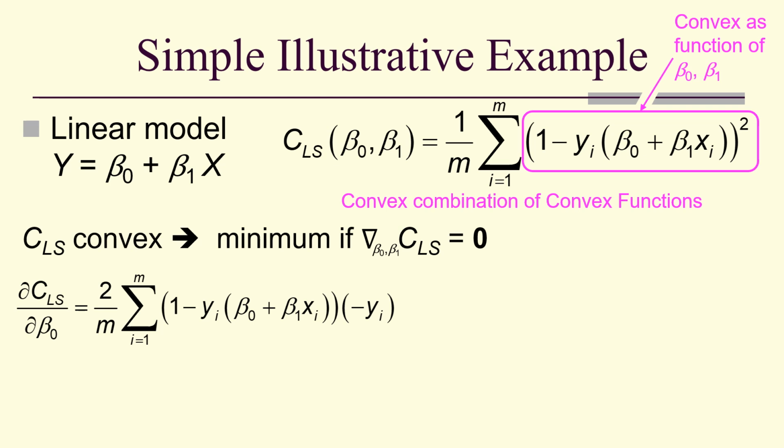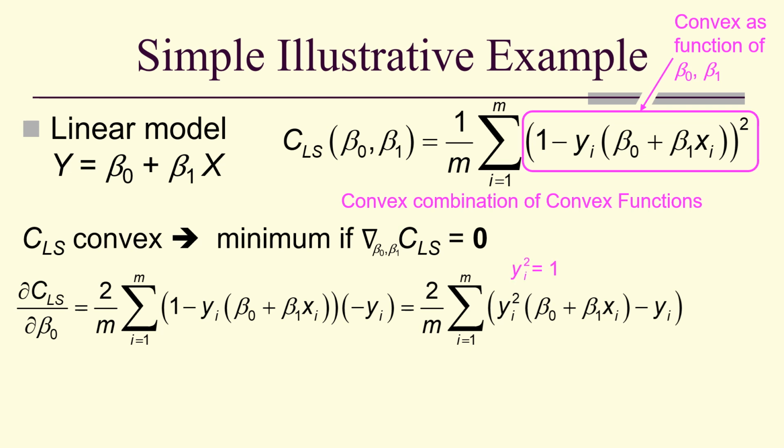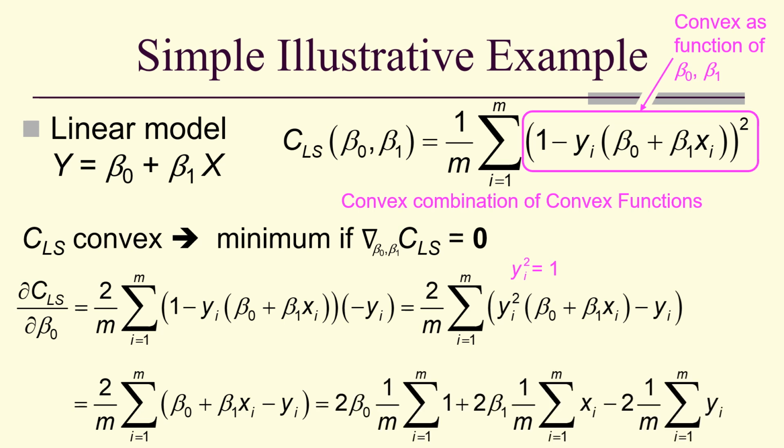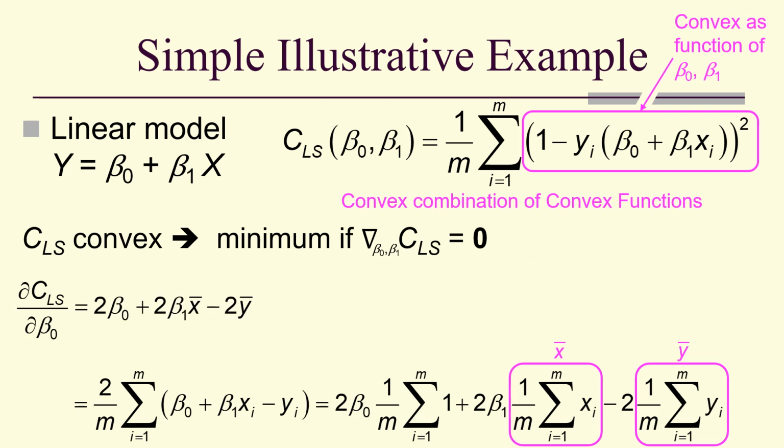And notice we get from the chain rule a negative y_i at the end. We distribute it through, but that gives us a y_i squared, but y_i squared is equal to 1. And therefore, we simplify to this expression, expand that out, and notice the 1 over m sum i equals 1 to m of 1, that's just 1. And this term with the x_i's is x bar, and this term with the y_i's is y bar. So we have the derivative with respect to beta naught looks like this, and it's equal to 0 when beta naught is y bar minus beta 1 x bar.